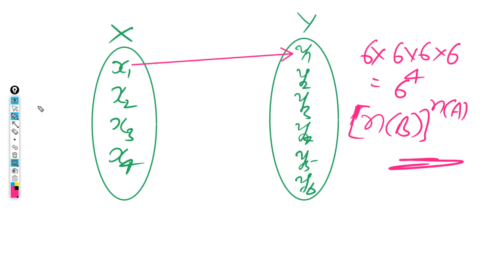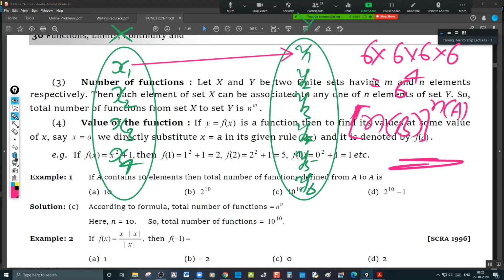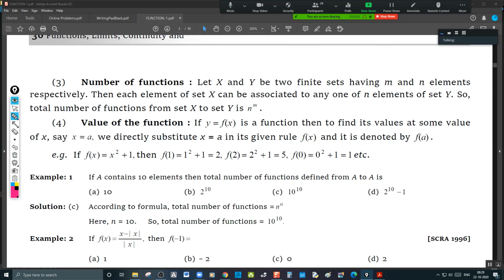Functions covers all that I say. You cannot say that trigonometry is not there, because functions means it may be trigonometric, it may be logarithmic, it may be exponential, it may be inverse trigonometric, whatever. It covers everything. Okay, so this is n of B whole power n of A gives you the total number of functions, please.